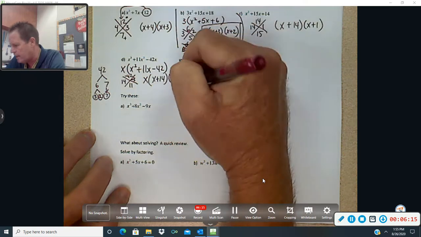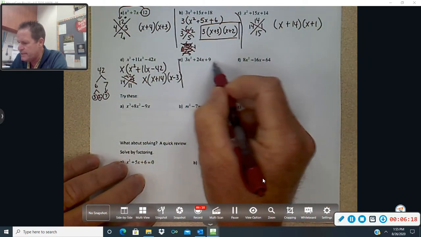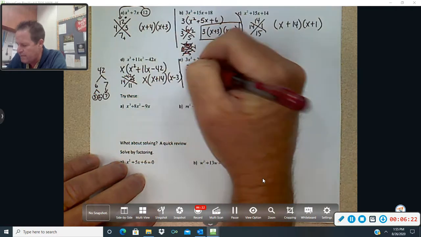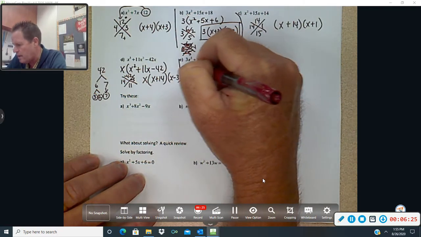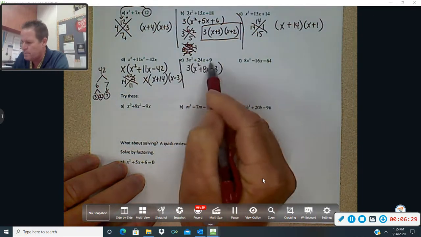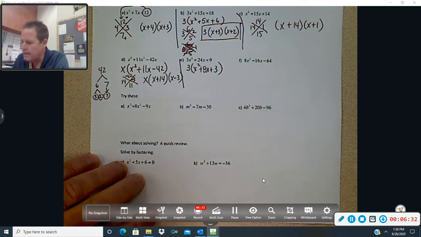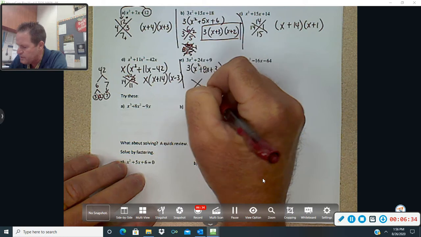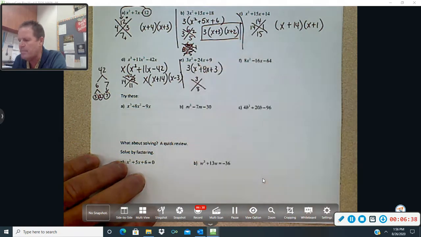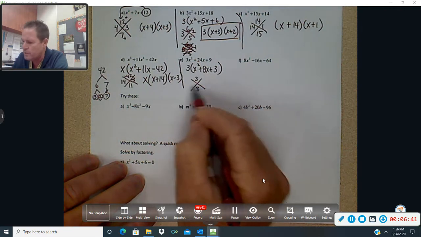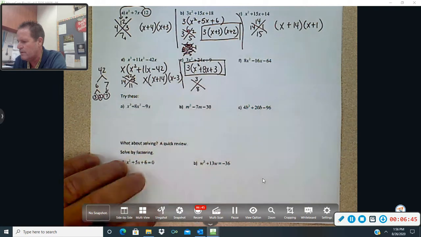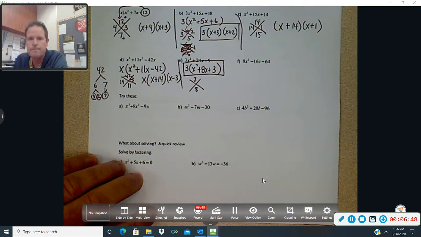Okay, let's keep going. Letter E. So now we want to take out a 3 from this. So take out a 3, you're going to have 3 times x squared plus 8x plus 3. Okay, dividing each part by 3. And now you'll try to big X factor that. Okay, 3 on the top, 8 on the bottom, but nothing works. There's nothing that multiplies to make 3 that adds to be 8. So this is going to be your final factoring on letter E.